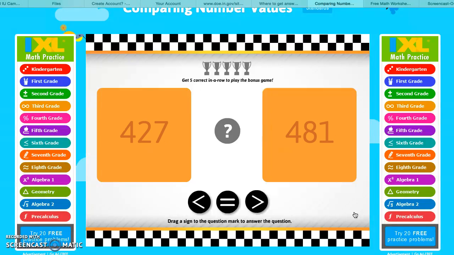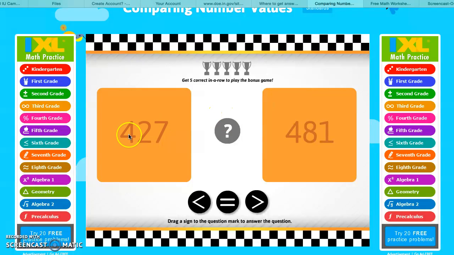Compare the values. We're going to pick the orange boxes. Place the sign on the question mark that makes the statement true. Okay. Get 5 in a row correct to play the bonus game. Okay. So we're going to look at these two numbers and decide if they're equal to each other or if one's greater than the other or less than the other.